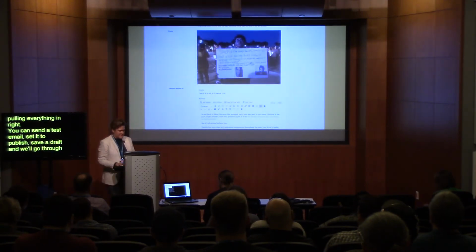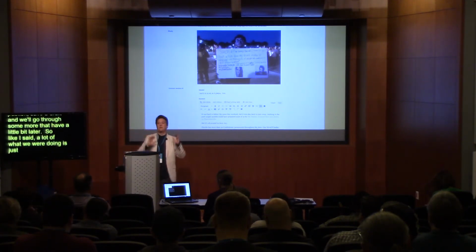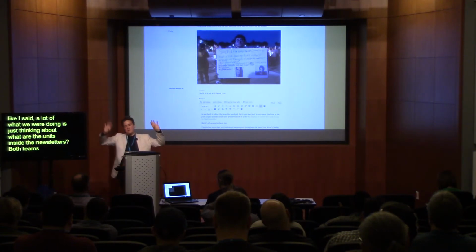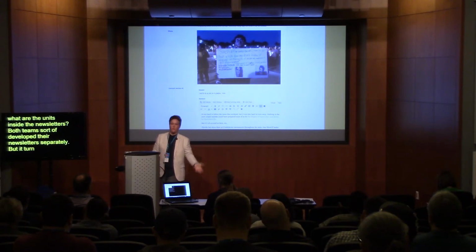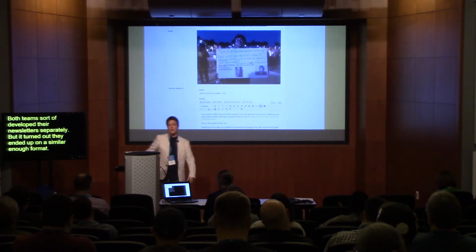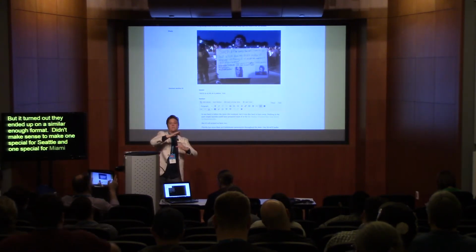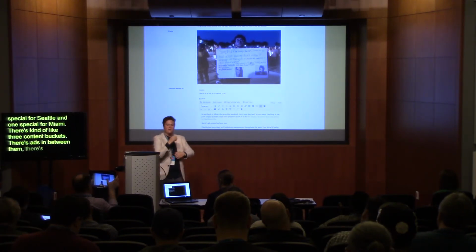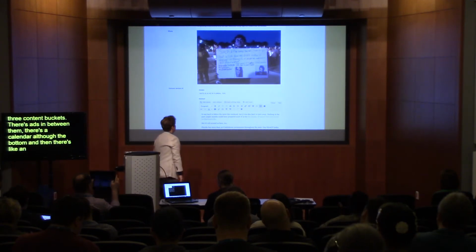Like I said, a lot of what we were doing is thinking about what are the units inside the newsletters. Both teams developed their newsletters separately, but they ended up on a similar enough format that it didn't make sense to make one special for Seattle and one special for Miami. There are 3 content buckets, ads in between them, a calendar at the bottom, and an outro block. So we just built that.